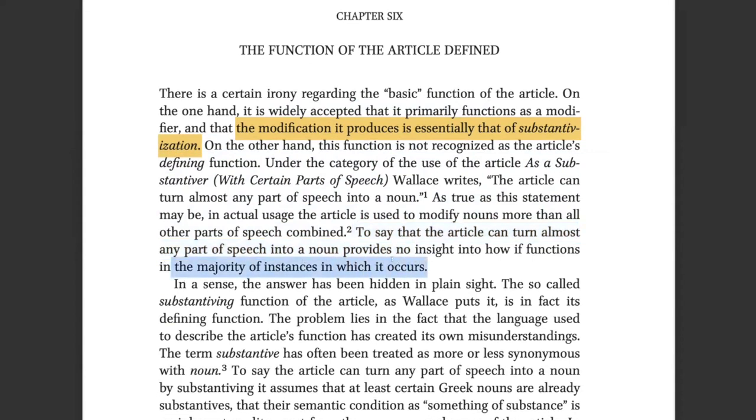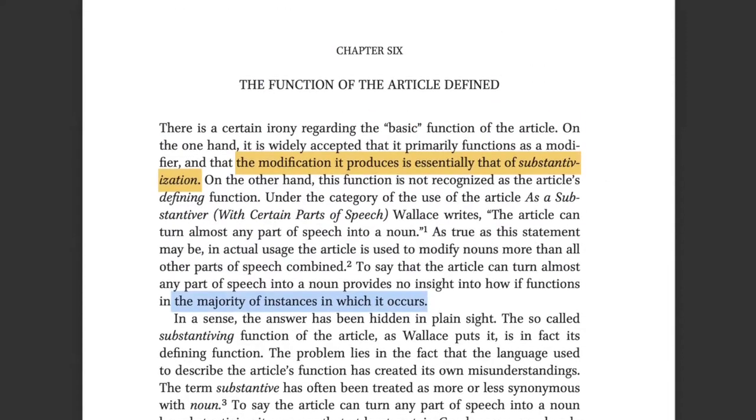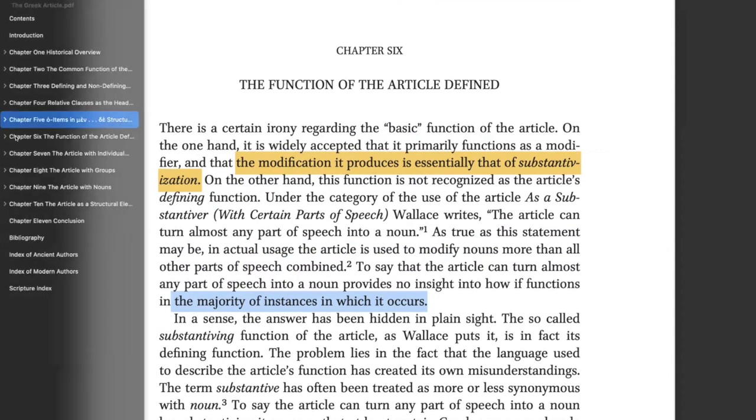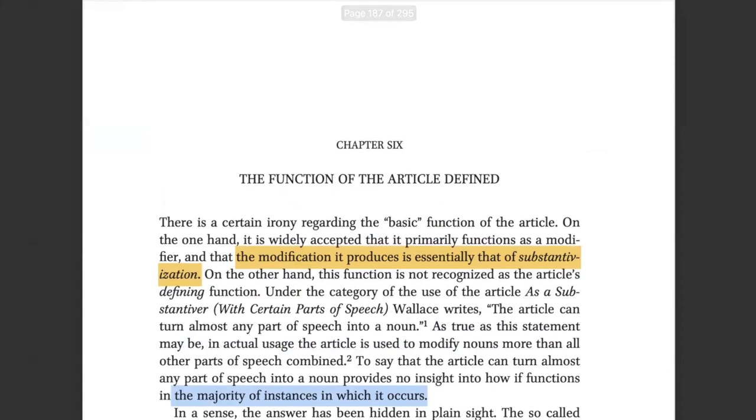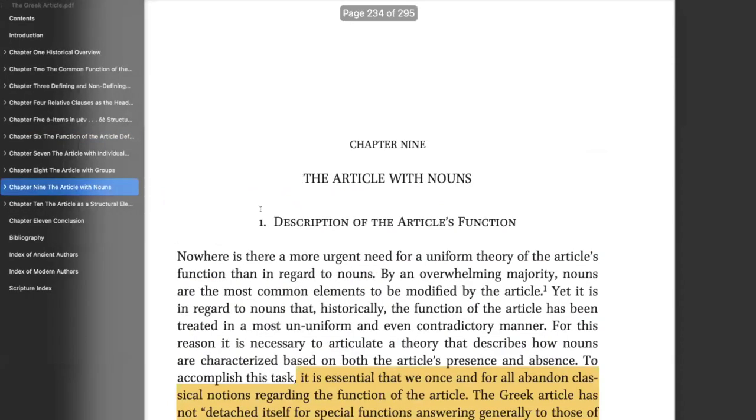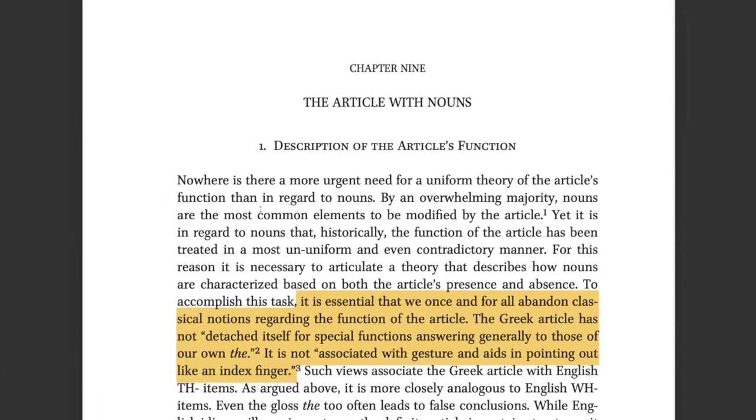And so that's the starting point here that we need to see: when it's not a noun, it substantivalizes stuff. Now, again, when it is modifying a noun, then what is it doing? So let me skip to that chapter, the article with nouns. This is arguably the most important chapter in the book, in my opinion. He says here, nowhere is there more urgent a need for a uniform theory of the article's function than with regard to nouns. By an overwhelming majority, nouns are the most common elements to be modified by the article.